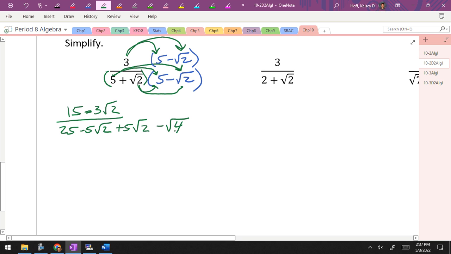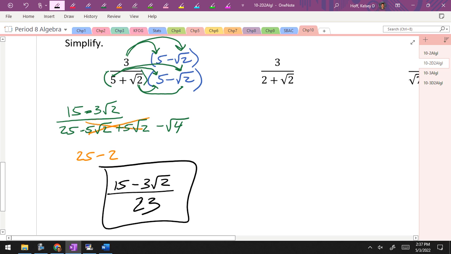Now this seems super confusing. Why is it not though? The middle terms cancel. Do you see that? One's a negative and one's a positive, so this cancels out. 25 minus, what's the square root of 4? 2. So really this is 15 minus 3 square root 2 divided by 23.